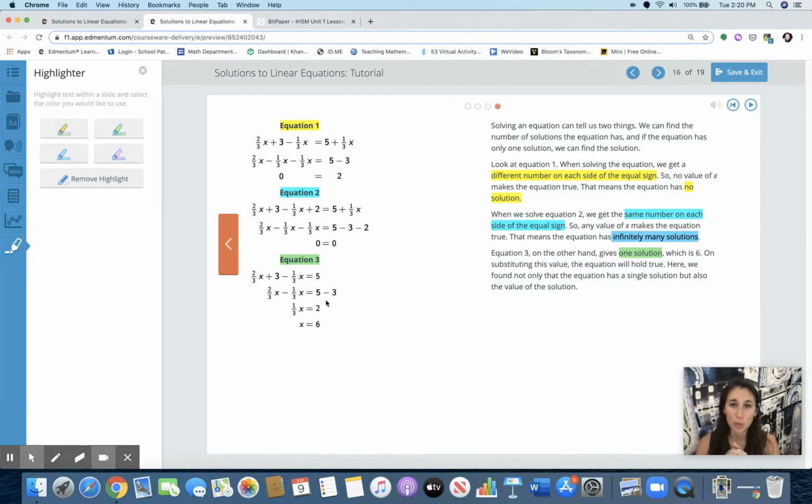And this is how you go about doing it. Equation 3 is very similar to what we've been doing. They give you an equation, you solve for x, you get x equals 6. So if you get that variable that you're solving for equals a number, there's one solution. It's pretty normal, standard, solve for the variable.